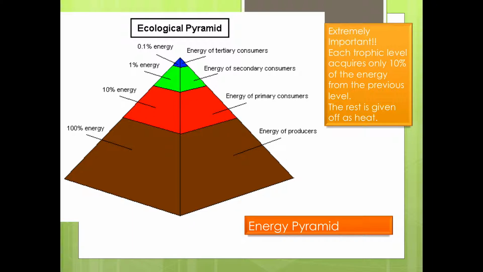So you can see that as we go up this pyramid, from our producers to our primary consumers to our secondary consumers and last of all our tertiary consumers, we're losing energy as we go up the pyramid. This is why we can't have as many secondary consumers as we do producers in an ecosystem.